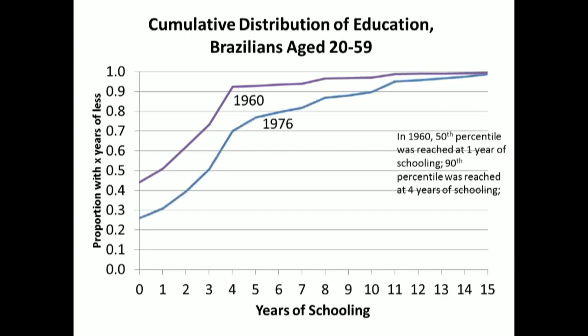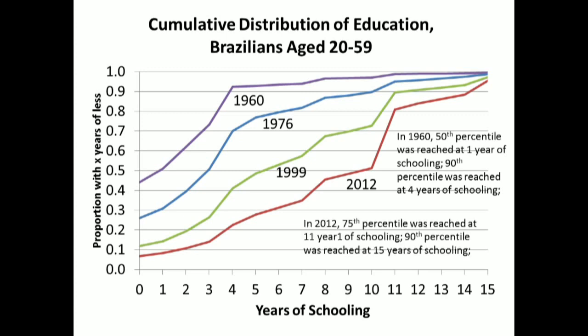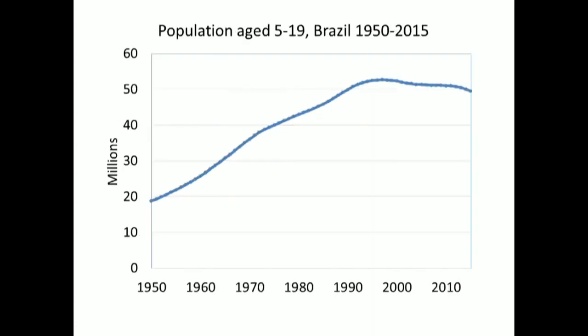If we go over time, I'm now pulling in some PNAD data here, which is why we've got these other years. 76, 99, and then I go all the way to 2012, which was the last PNAD I had on my laptop. And by 2012, we now have the 75th percentile at 11 years of schooling. The 90th percentile we don't reach until we get to 15 years of schooling. So just an amazing distribution. So going down is good in the way these things work. So I'm going to show you a few more of these.